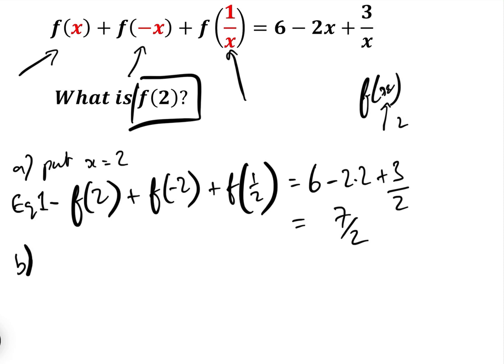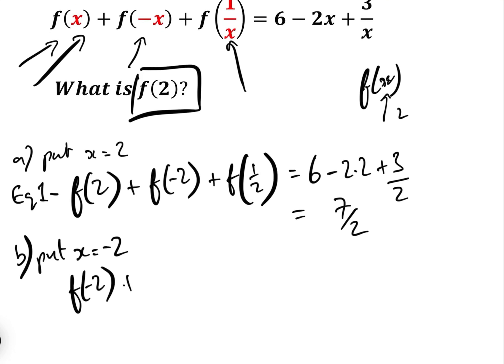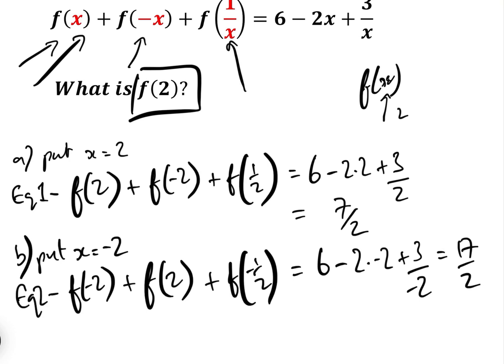Okay, B, we're going to put in x equals minus 2. All I'm doing is putting minus 2 into this equation here. So we get f of minus 2 add f of minus 2, which is f of 2, add f of minus a half, which equals 6 minus 2 times minus 2, add 3 over minus 2, which equals 17 over 2. And let's call that one equation 2.